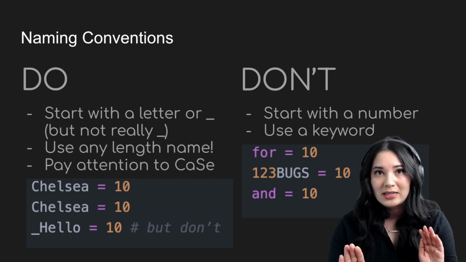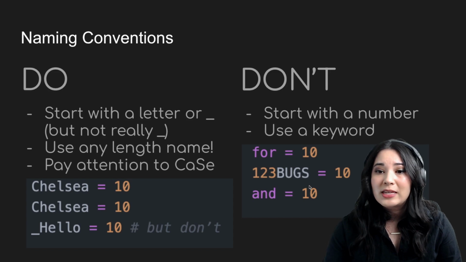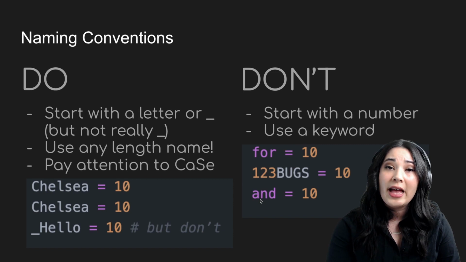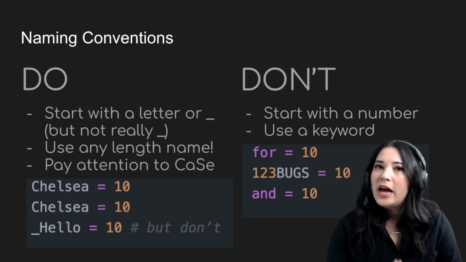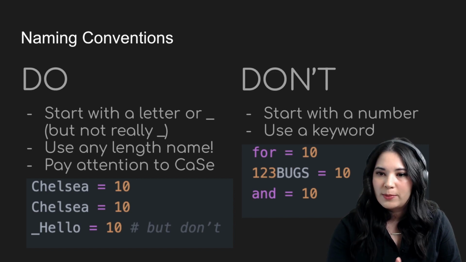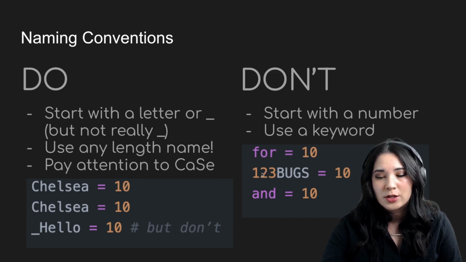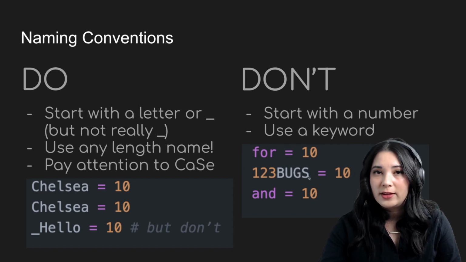You can't use it as a variable name. And you can see over in the don't column, that's what's happening here. All three of these are invalid names for variables. For "for" and "and," it's because these are tokens. The words "for" and "and" mean something particular to Python, and so we can't use them as variable names. We also cannot start variable names with numbers. So this variable name 123 bugs wouldn't be a valid variable name.